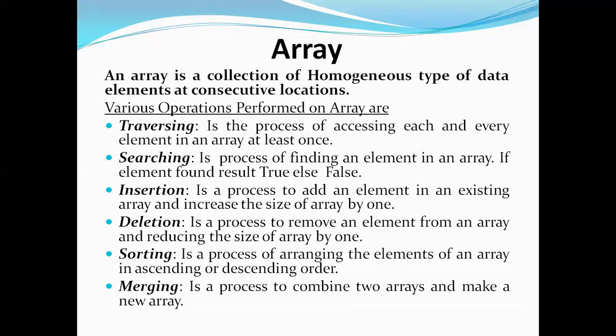Sorting means that I have to arrange the elements in some particular order, as ascending order or descending order. So sorting is a process of arranging the elements of an array in ascending or descending order. And merging means that I am combining two arrays together. If I have array A and array B, all the elements of array B you can add either before the first element of array A, or after the last element of array A. So merging is a process of combining two arrays and making a new array.